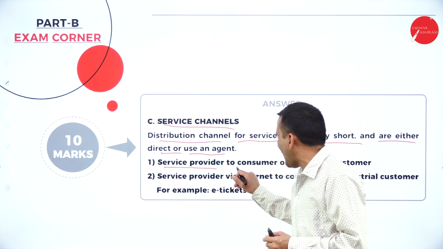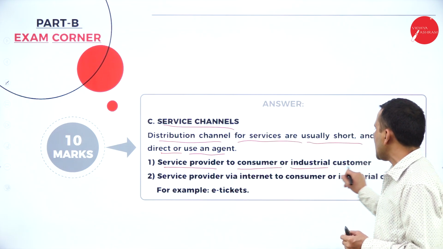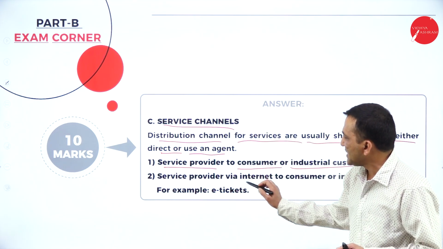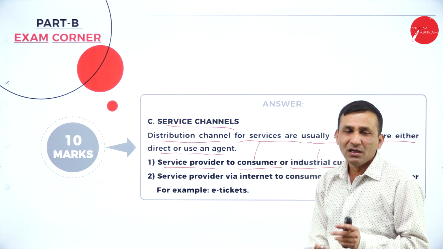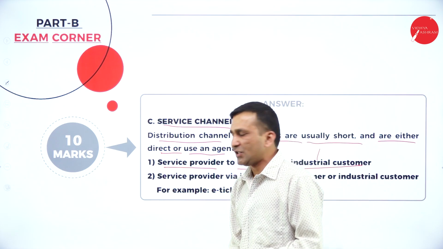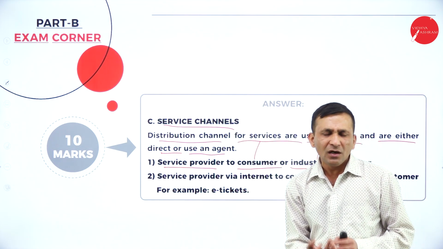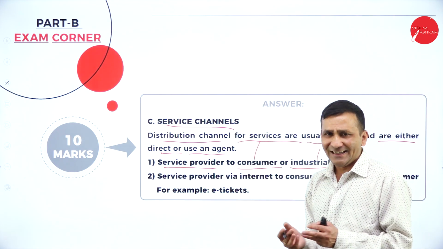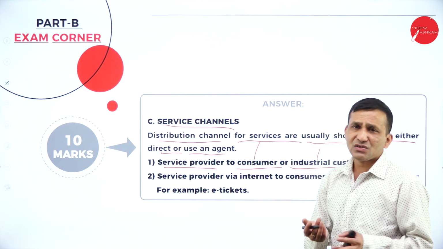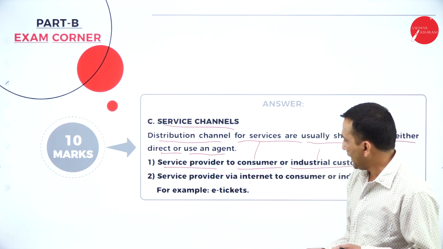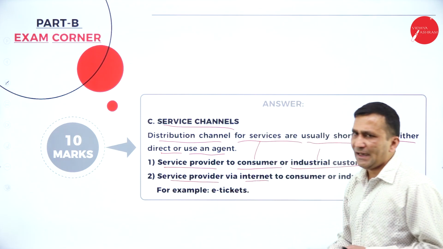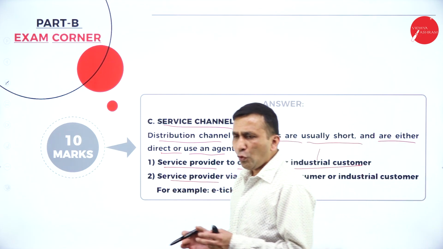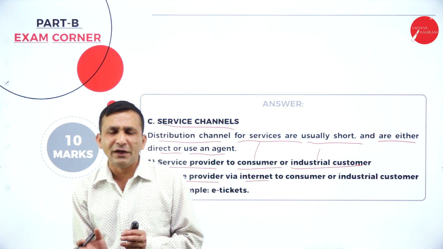So service provided to consumer or industrial consumer, because the service is required for individual consumers as well as industry. If you take the example of an internet connection, even the general public wants to depend on the internet service. Even the industry also wants to depend on the internet service. So next category, service provider via internet, because there are too many services offered with the help of the internet.